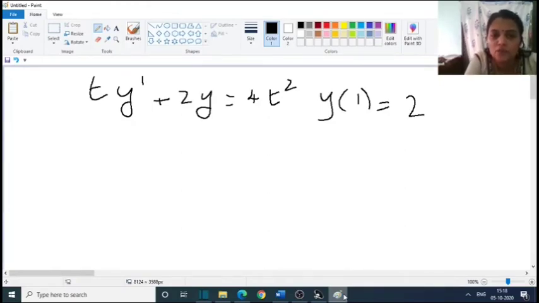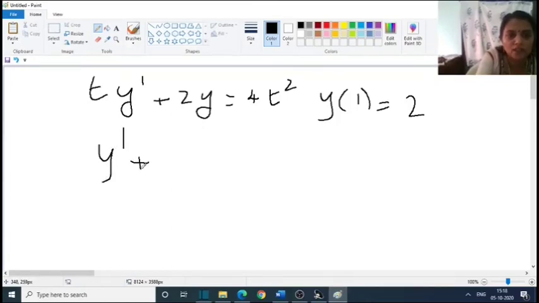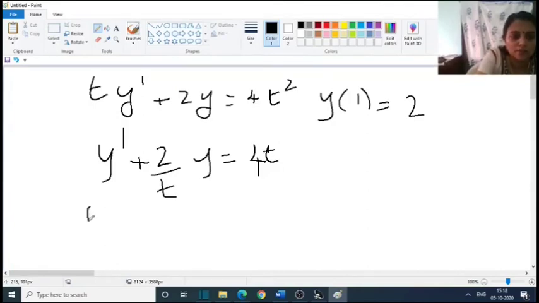Next problem is solve the initial value problem: t y dash plus 2y is equal to 4t square, given the initial condition y of 1 is equal to 2. So first we have to divide the whole equation by t. So y dash plus 2 by t y is equal to 4t square by t, which is 4t. So p of t is equal to 2 by t, q of t is equal to 4t.